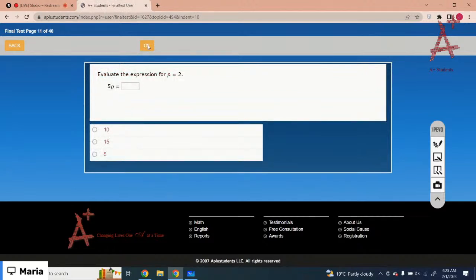Okay, the next one is evaluate the expression for p equals 2. So which is the correct option? Just replace the p with a 2. So 2 times 5 equals 10.